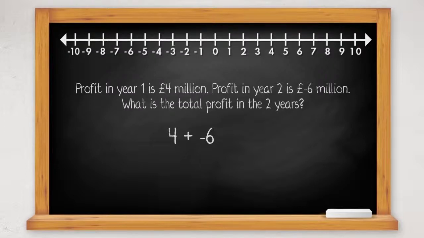Now if the company at the end of the year 1 has £4 million and then loses £6 million, it's as though £6 million have been taken away. So we can change this calculation to 4 minus 6. So we have replaced the plus minus with a single minus.